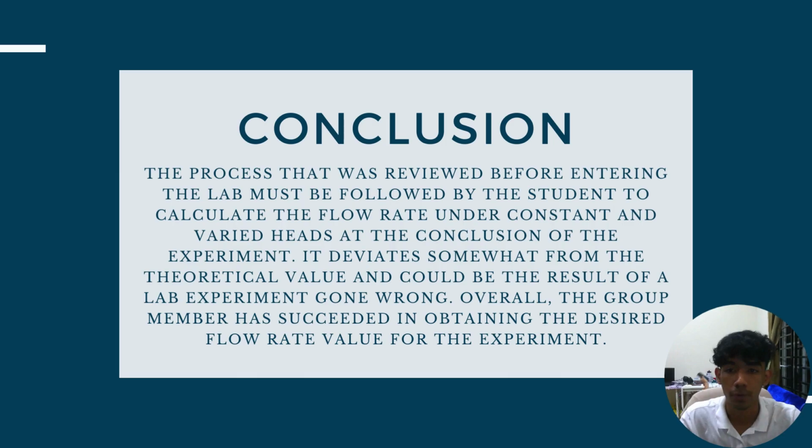Conclusion: the procedure that was reviewed before entering the lab must be followed by the student to calculate the flow rate under constant and varied heads at the conclusion of the experiment. It deviates somewhat from the theoretical value, which could be the result of a lab experiment gone wrong. Overall, the group members have succeeded in obtaining the desired flow rate value for the experiment.